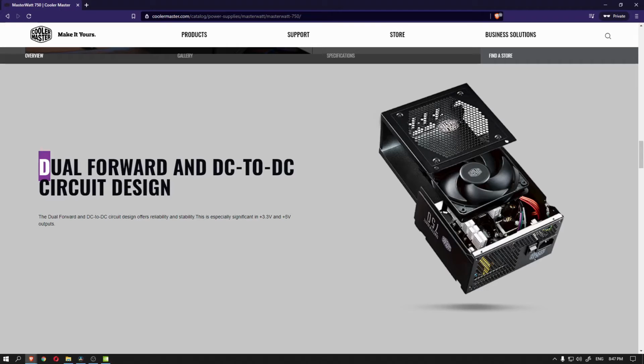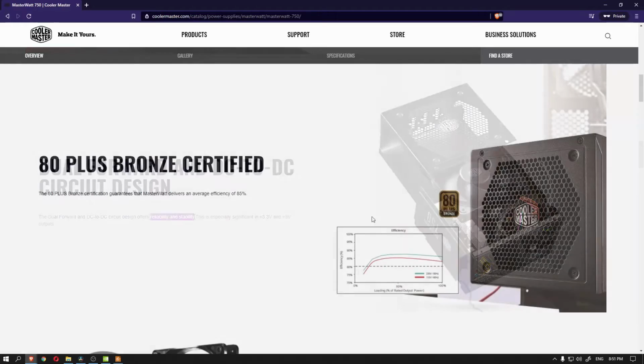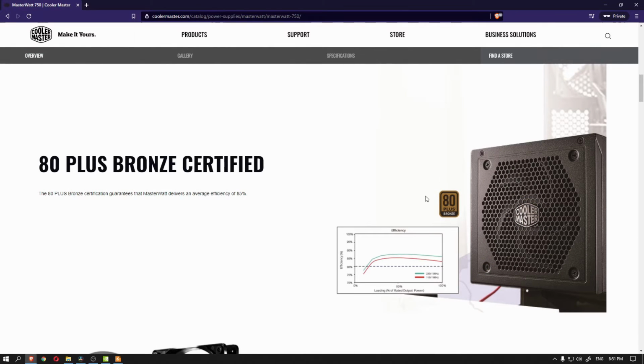The dual forward and DC to DC circuit design keeps the voltage stable in all conditions. This is especially significant in +3.3 volt and +5 volt outputs. The 80 plus bronze certification guarantees an average efficiency of 85% and less than 0.5 watt used in standby mode.